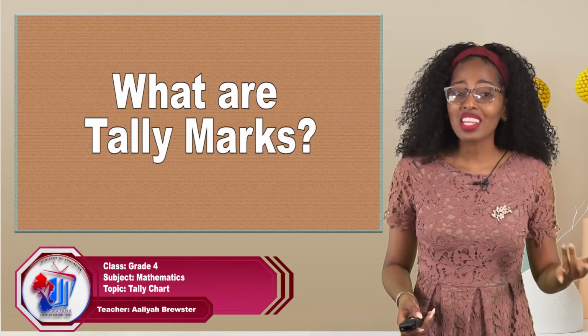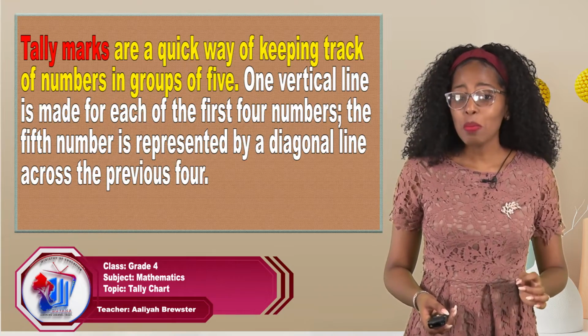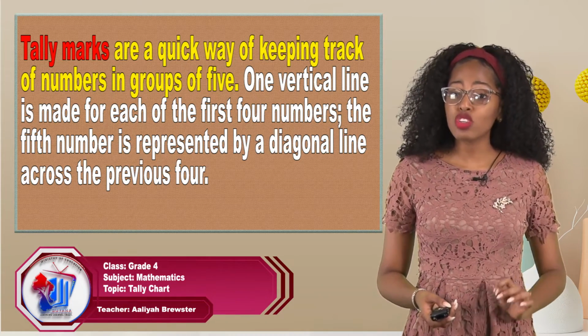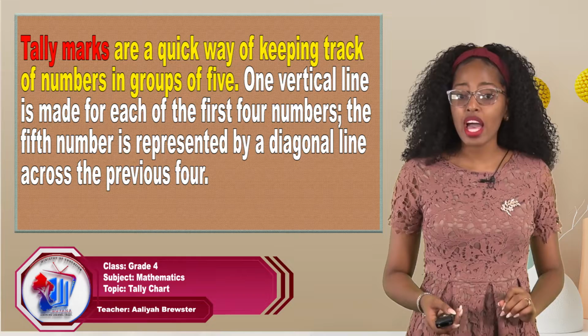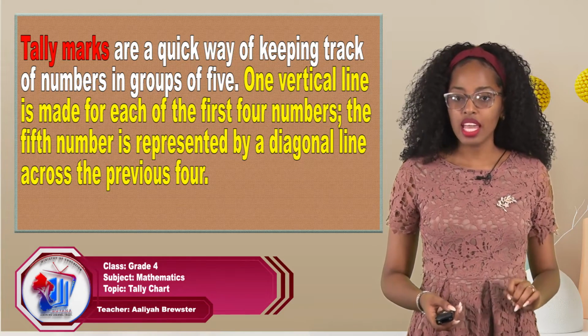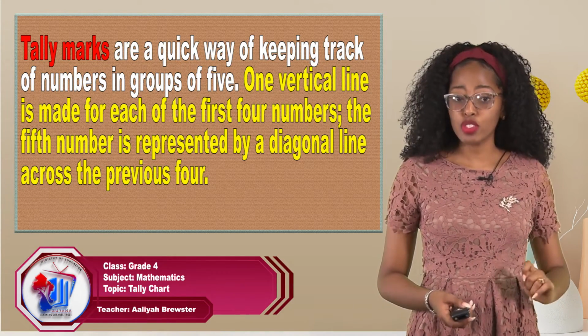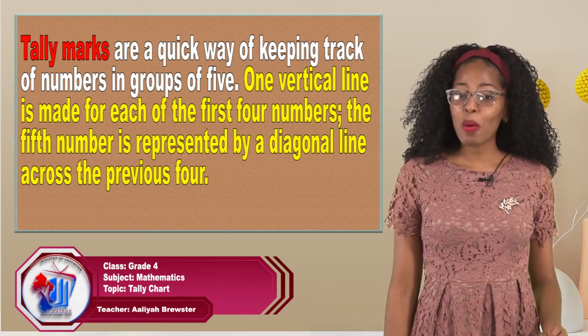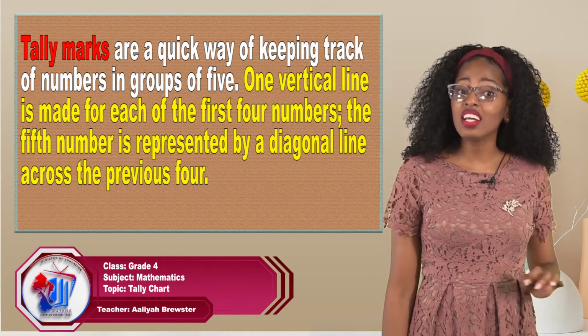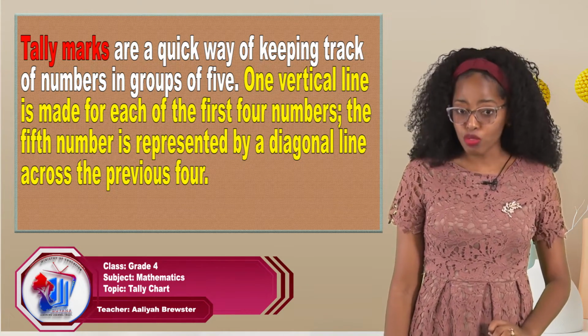Okay, boys and girls, I trust you would have enjoyed that song, and like the song said, it's easy as can be. But what are tally marks? Tally marks are a quick way of keeping track of numbers in groups of 5. One vertical line is made for each of the first 4 numbers. The 5th number is represented by a diagonal line across the previous 4.